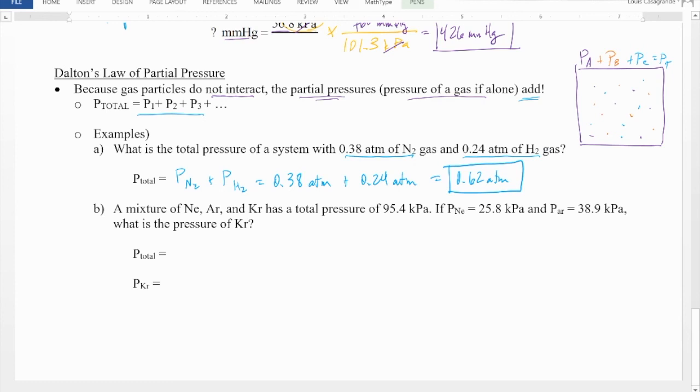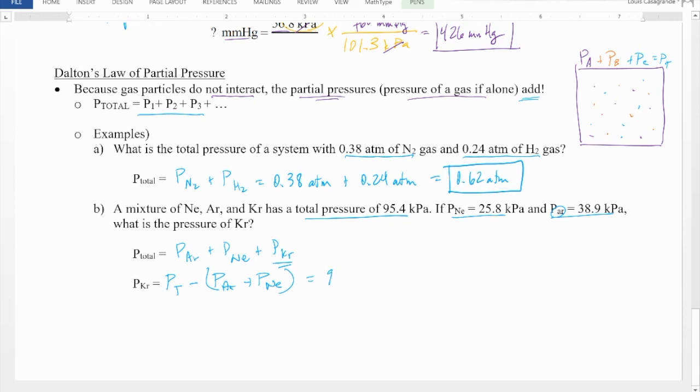Okay, relatively straightforward. If we have a mixture and we know what the total pressure is, and we're given the partial pressures of other gases, oh, why did my argon get capitalized there? The total pressure is going to be the pressure of the argon plus the pressure of the neon plus the pressure of the krypton. Now, we want the pressure of the krypton, so we're going to rearrange that. The pressure of the krypton is equal to the total pressure minus the pressure of the argon. You can say minus the pressure of the neon, or we can put them in parentheses, add them up, and then subtract.